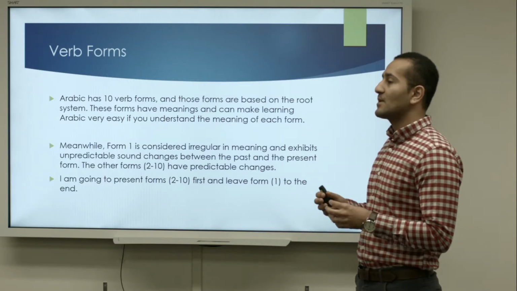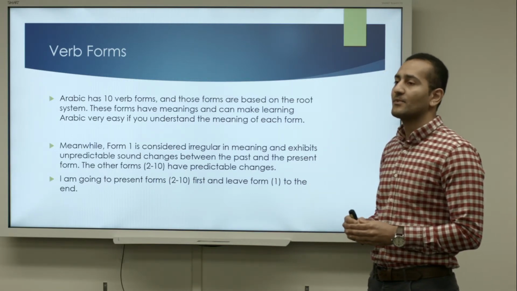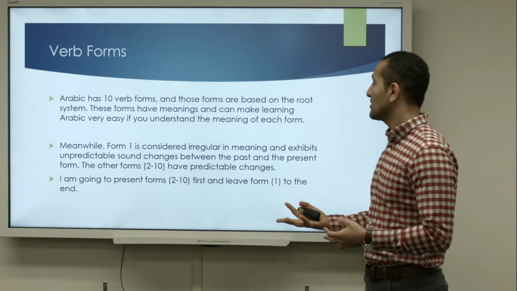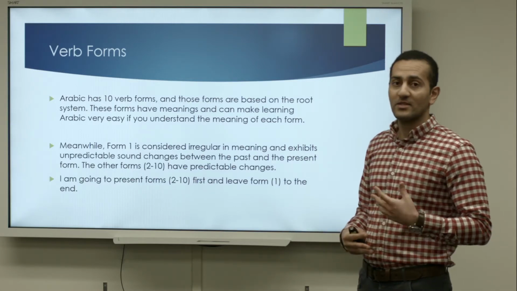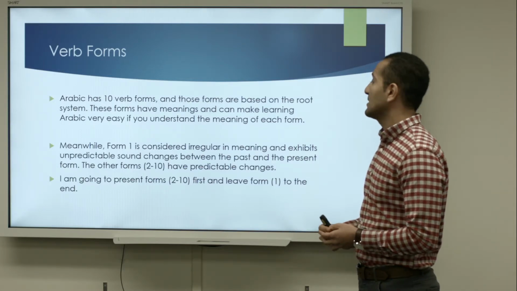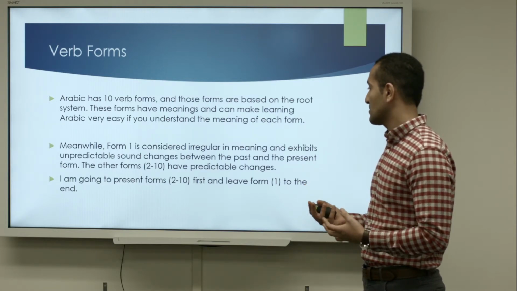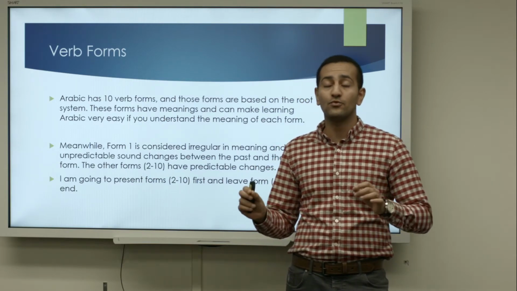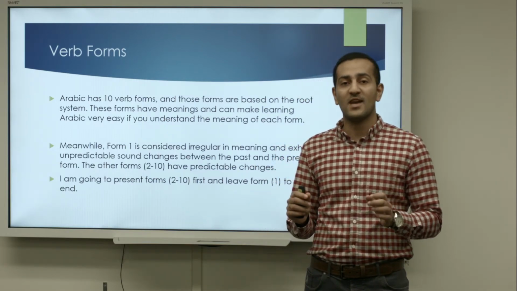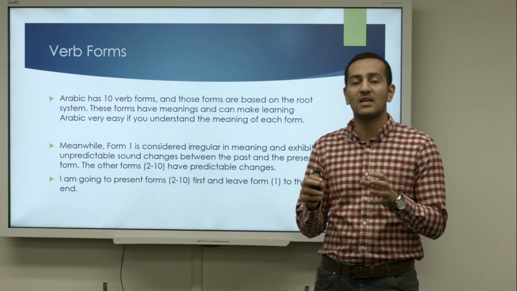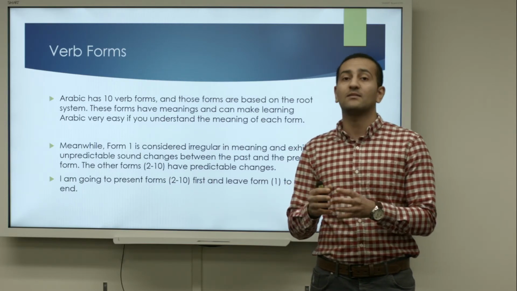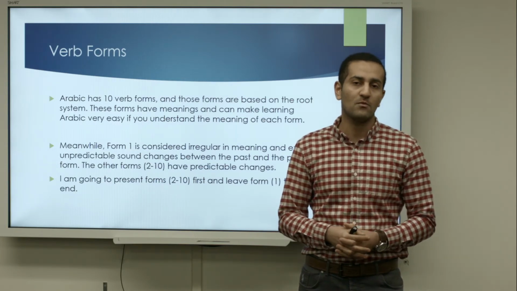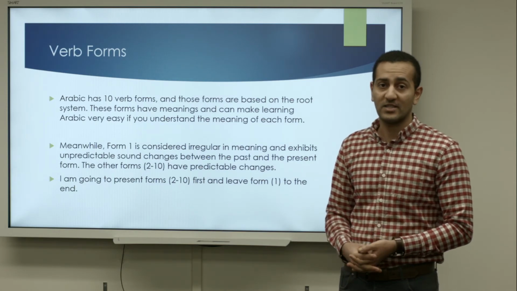In this series, we will not start with verb form 1, because it is considered irregular in meaning. We will discover that later as we go on, and it exhibits unpredictable sound changes between the past and the present form. Unlike all the other forms from 2 to 10, which have the same sound, the same meaning, and the same structure in the past and the present, form 1 doesn't have that.